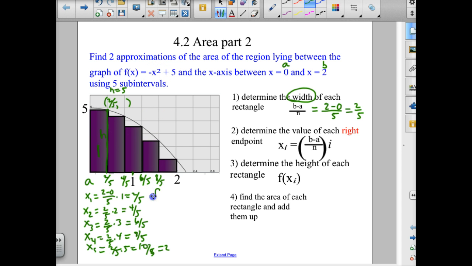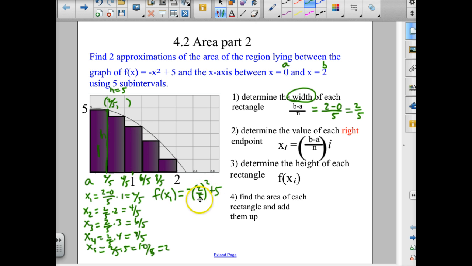So f of x sub 1, which means we're going to use the first x value, the right-hand side of that first rectangle, and we're going to plug it into our function. So we're going to have negative 2/5 squared plus 5.